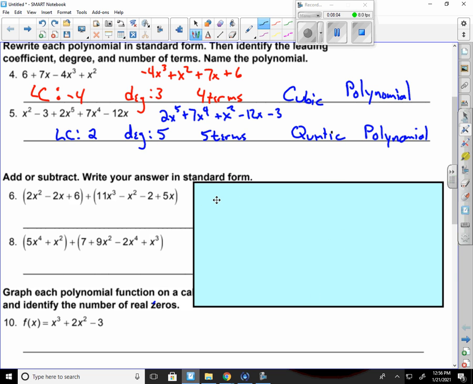Number 8. Let's do the first one in standard form. 5x to the fourth and x squared. I'm going to leave an even bigger gap because I'm missing an x to the third in there.